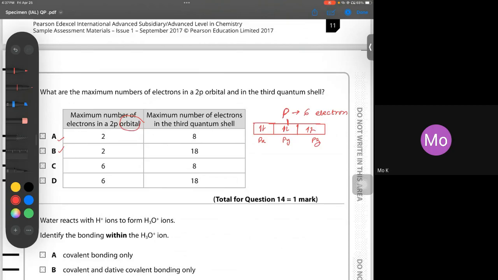It may be A or B, because they are asking about the orbital. Each and every orbital has a maximum capacity of 2. And the maximum number of electrons in the third quantum shell is going to be 18, maximum 18.